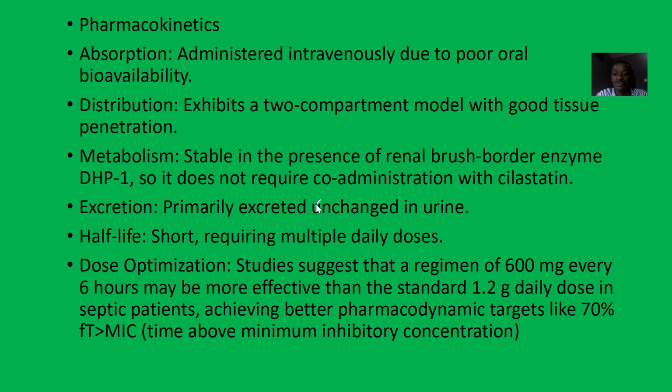Metabolism, it will be stable in the presence of renal brush border enzymes. Okay, excretion, it will be excreted unchanged in urine. Half-life is short. Dose optimization, so studies suggest that a regimen of 600 milligrams every 6 hours will be more effective than a 1.2 gram daily dose.